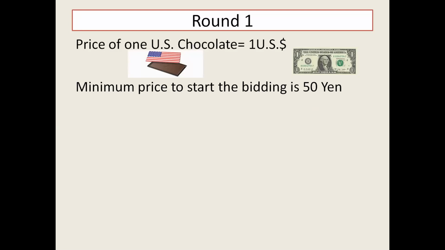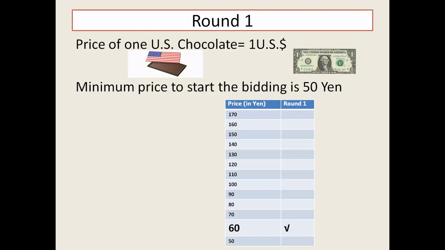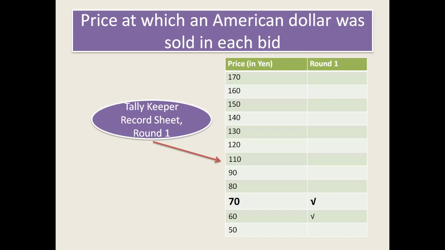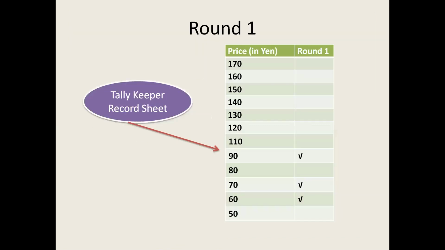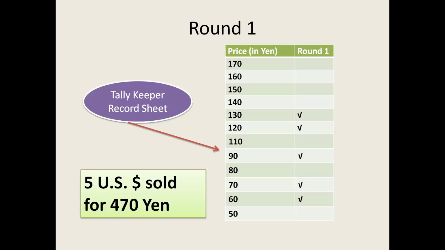Here we go. First US dollar is being sold for 60 yen. Now bid for second US dollar. Okay. This one is sold for 70 yen. Now bid for third US dollar. This time I got 90 yen. Now bid for fourth US dollar. I got 120 yen. And finally bid for last fifth US dollar. You gave me 130 yen. 5 US dollars are sold for 470 yen. Now the owners of US dollar in Japan can go to commodity seller and enjoy their chocolate.